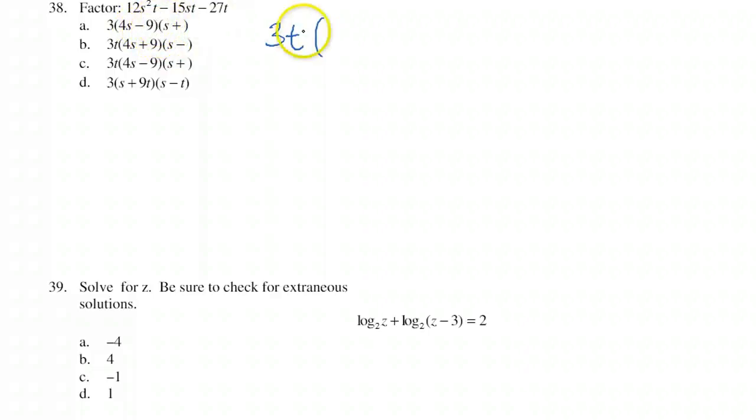So 12s squared t, well 12 divided by 3 is going to be 4. I still have the s squared since I didn't divide, and since t divided out, that's no longer there. Same thing with the minus 15st, I'm going to divide 15 divided by 3 is 5, so I have minus 5. The s is still there. And then negative 27t divided by 3t is going to be minus 9, and the t is gone.